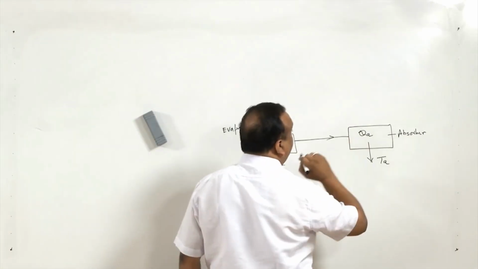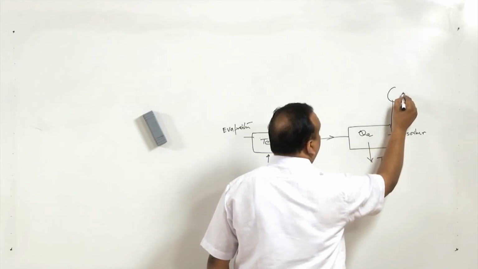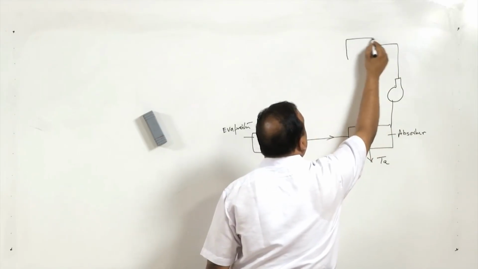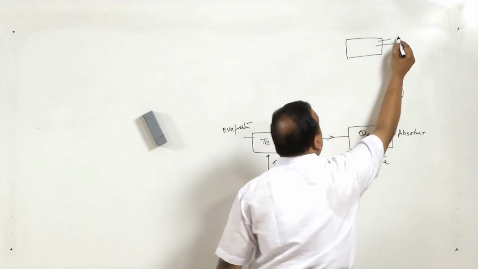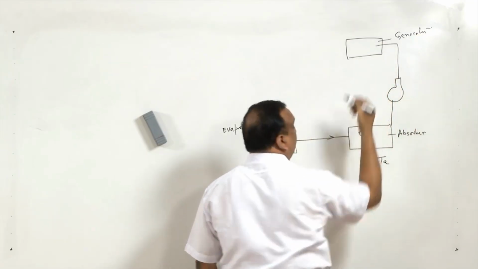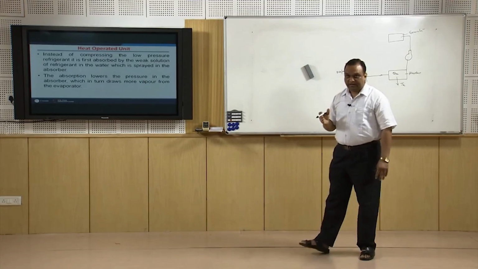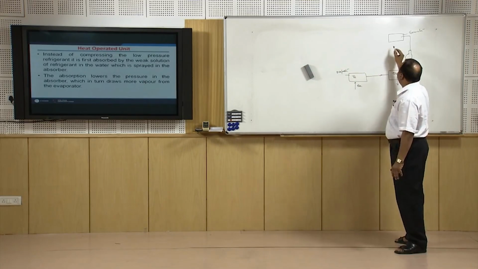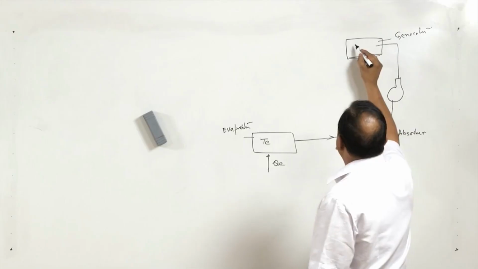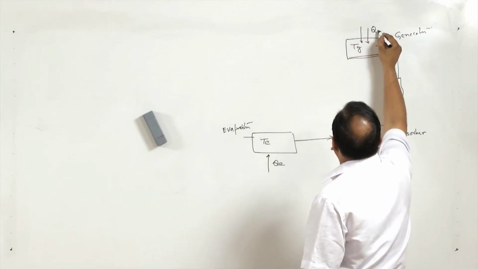After the absorber, a pump is used to pump the fluid to the generator. This is generator, where heating takes place, and heating can be done from some external sources. Normally absorption systems are very useful where waste heat is available. So, waste heat can be used for heating in the generator. It has temperature Tg and the heat transfer is Qg.